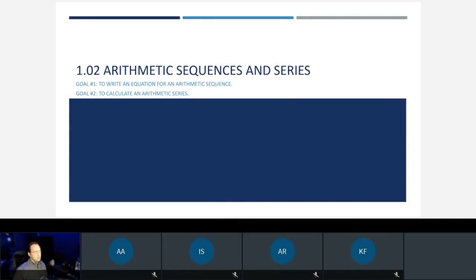Everyone. This is day one of our unit one. This is 1.02 arithmetic sequences and series. So today we're going to write equations for an arithmetic sequence, and we're also going to calculate the arithmetic series.